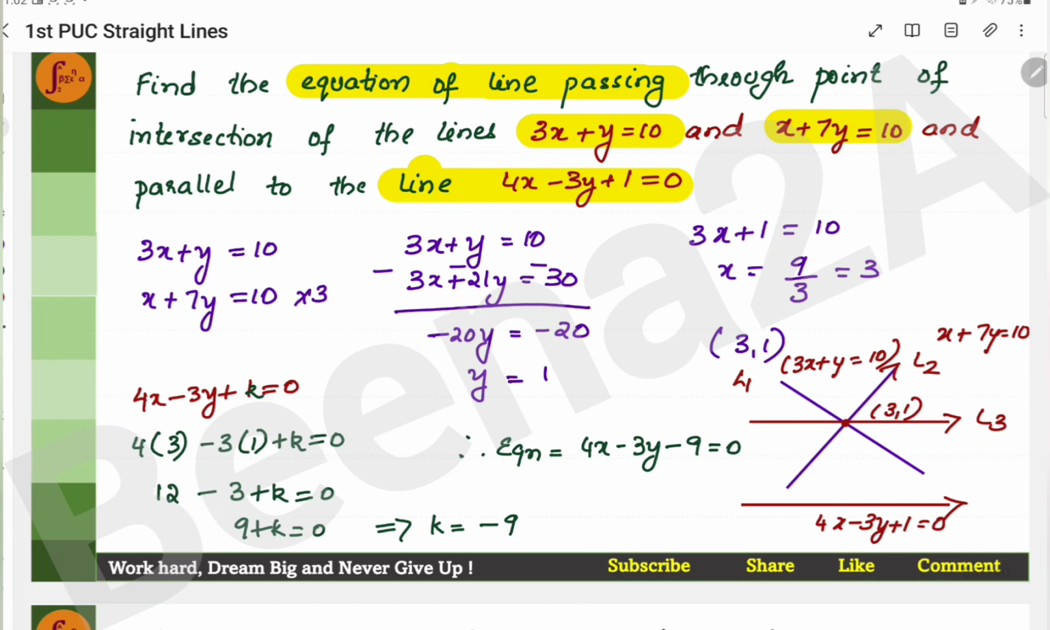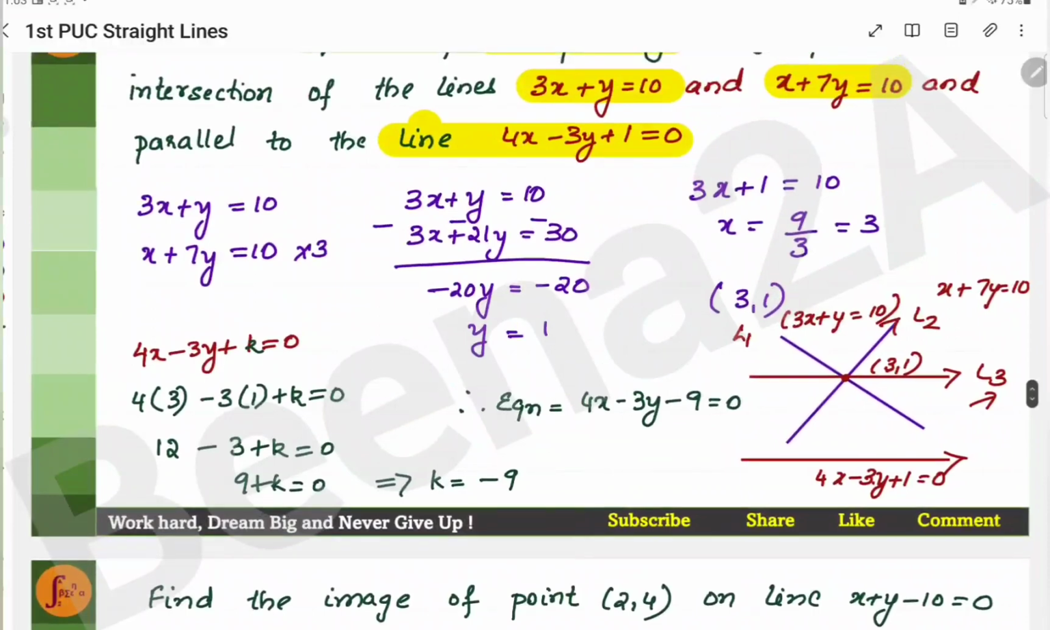Now how do you find the equation of L3? First we'll have to find the point of intersection. Let's first find it. Now you have a point and you have a parallel line equation. We solved a similar problem previously: you have a point and a line, and you have to find the equation of the other line. Same way, we'll solve this.